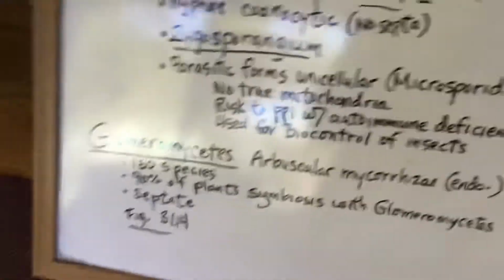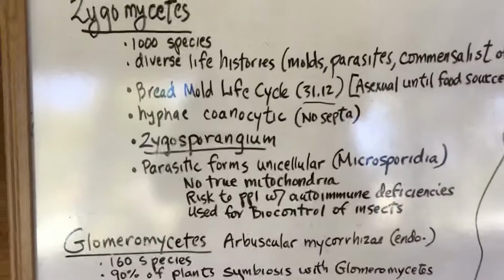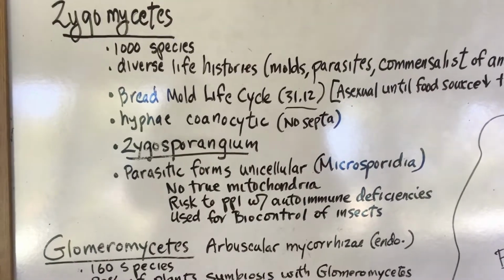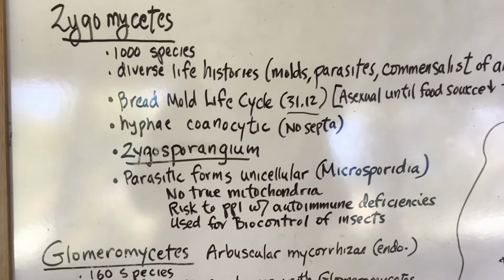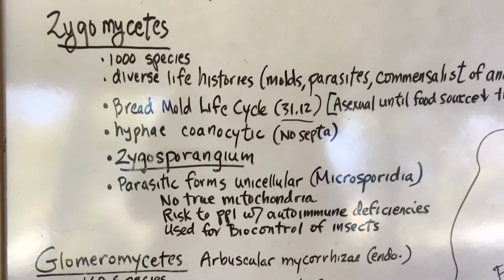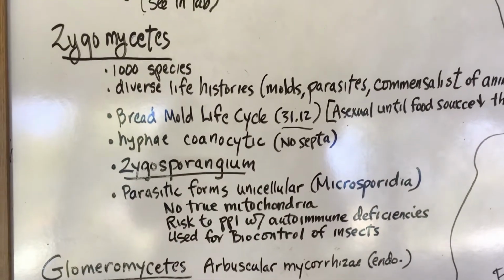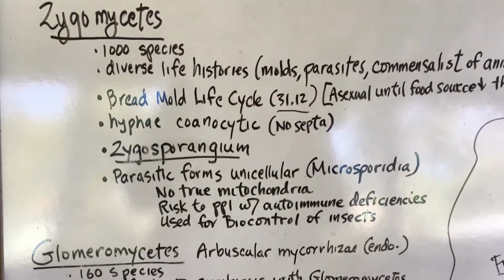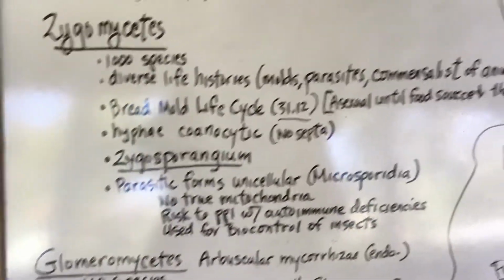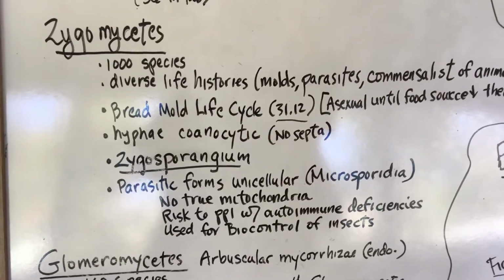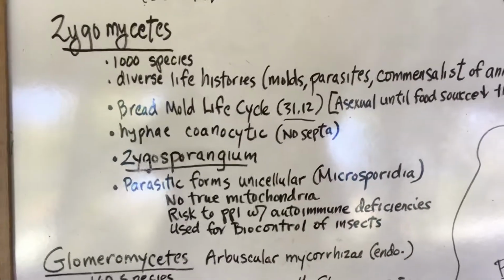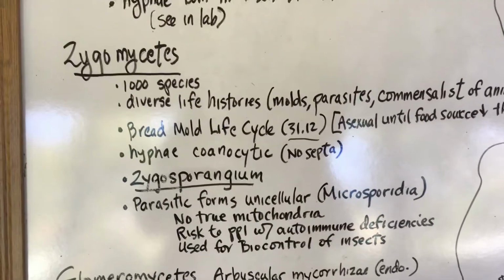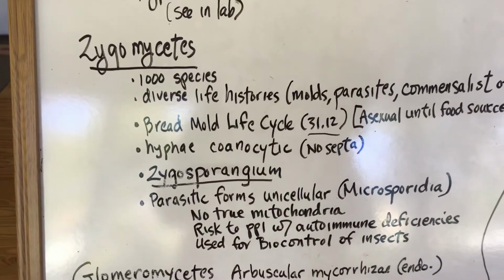All right. So there are some parasitic forms. They form microsporidia. These are kind of weird because they're parasites. They have no true mitochondria. They're using their host's mitochondria, basically as an energy source, and they can be a risk to people with immune deficiencies such as lupus or something like that, or AIDS. They can be used for biocontrol for insects, so that's another use for them. All right, so that's the Zygomycetes.